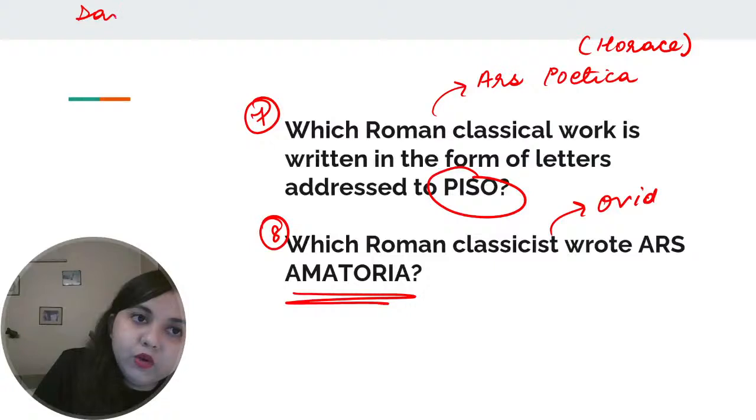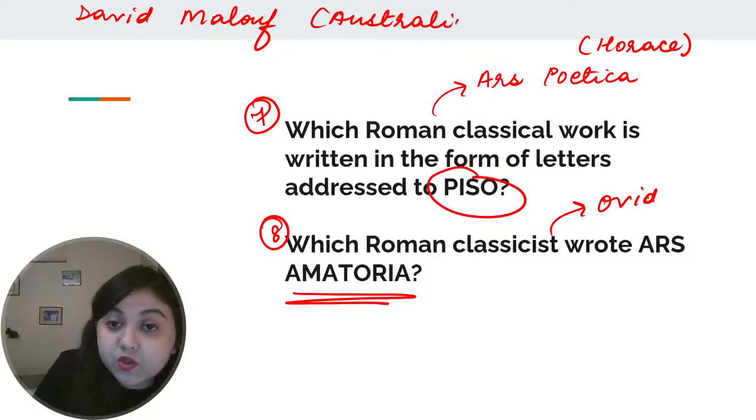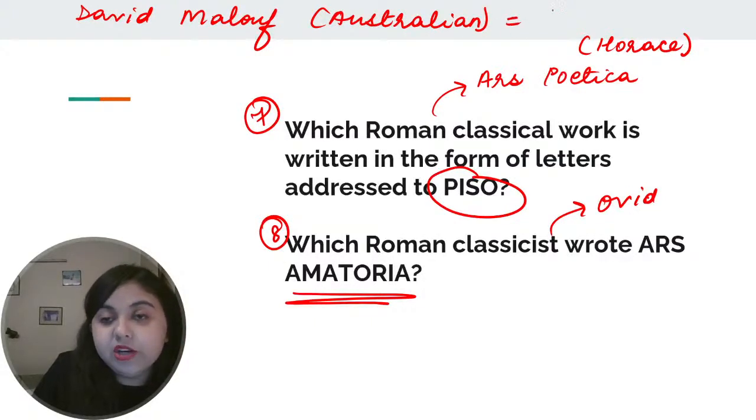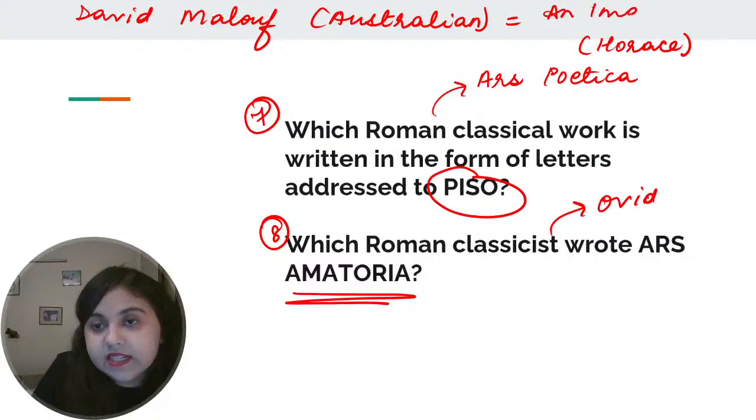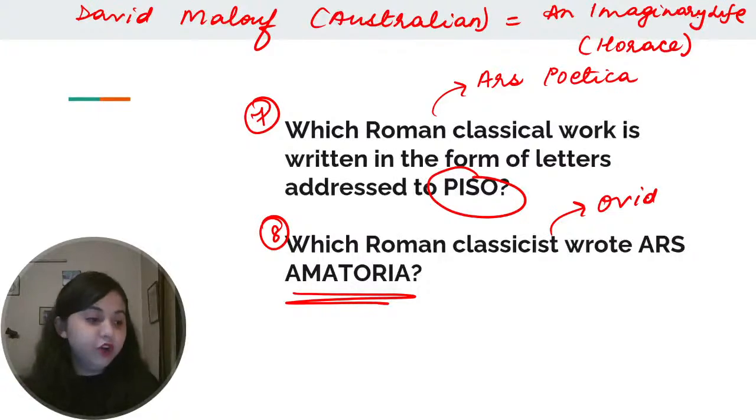Remember David Malouf is writing An Imaginary Life. Who is David Malouf? David Malouf is an Australian writer, shortlisted for the Booker Prize, and he is writing An Imaginary Life. This Imaginary Life is a reworking of Ovid's life, Ovid's time in exile. That is what it's discussing.